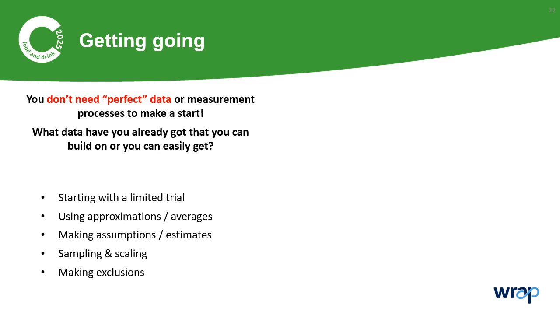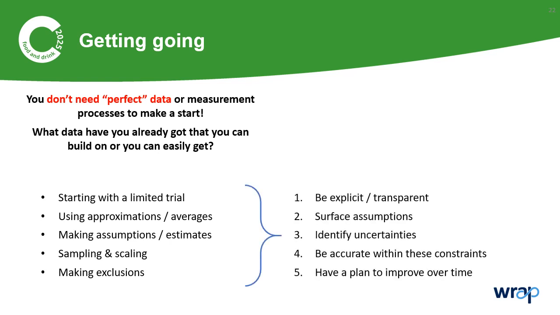With all of these, although they're valid approaches to making a start, I think there are just a few principles to be aware of. So number one, whatever you decide and whatever your approach is, you need to be explicit and transparent about that. That will enable people to understand and interpret your data accurately, but also for you to get some support around how to make improvements. It helps you to surface assumptions, so you need to make sure that you are aware of what assumptions you're making.